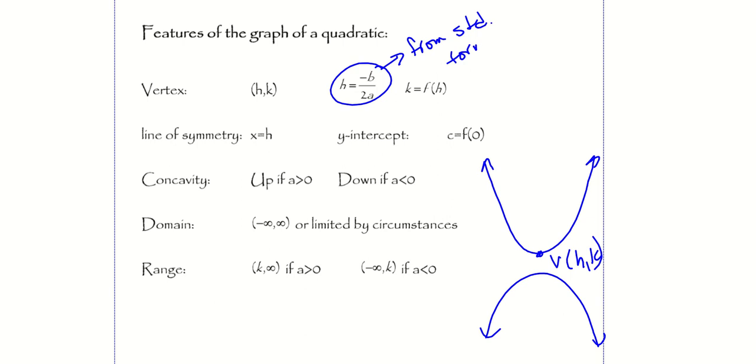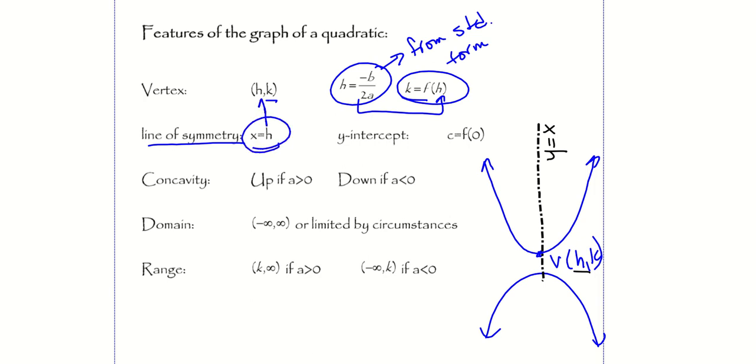I could give you a formula for k, but it's pretty complicated. It's easier just to say k, which is the y-coordinate of the vertex, you can find by taking h and plugging it into your function, right? So I have my vertex h, k. My line of symmetry is the line that's going to divide that parabola in half, and that line would go right through the vertex. So it will have the equation that is x equals the h coordinate of that vertex, the x coordinate. So that line of symmetry, it always will be x equals h.